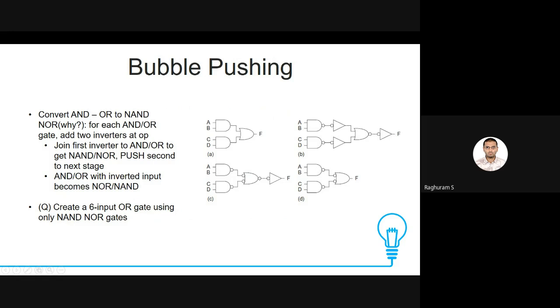What is A bar into B bar? It is nothing but A plus B the whole bar. So an AND gate will get converted into a NOR gate, and a gate with inverted inputs gets converted to a NAND gate, and that is what you see here.